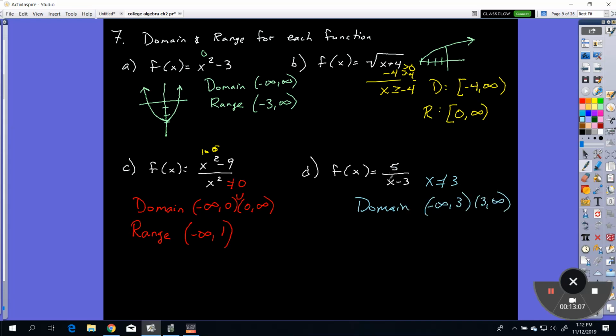And there's nothing I can do. I cannot divide 5 by anything and make it equal to 0. If you can think of something, let me know. But I cannot think of anything that I can do to take 5 and divide it by some value down here that will make 0. So my range will never equal 0, which we saw in our graph. So my range is negative infinity to 0, union, that should be union, 0 to infinity.